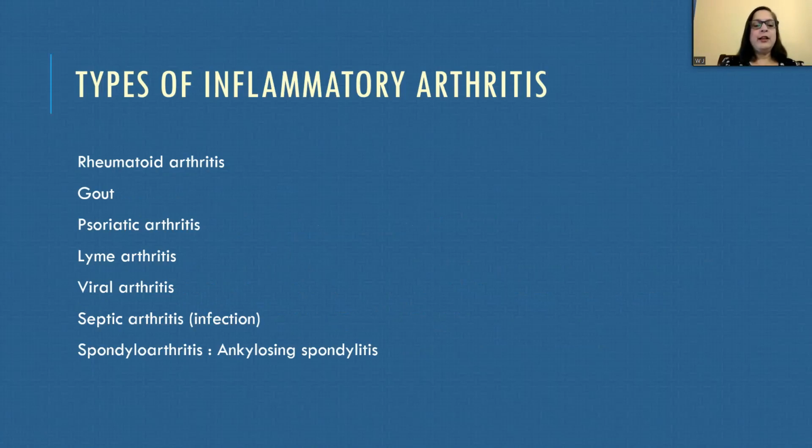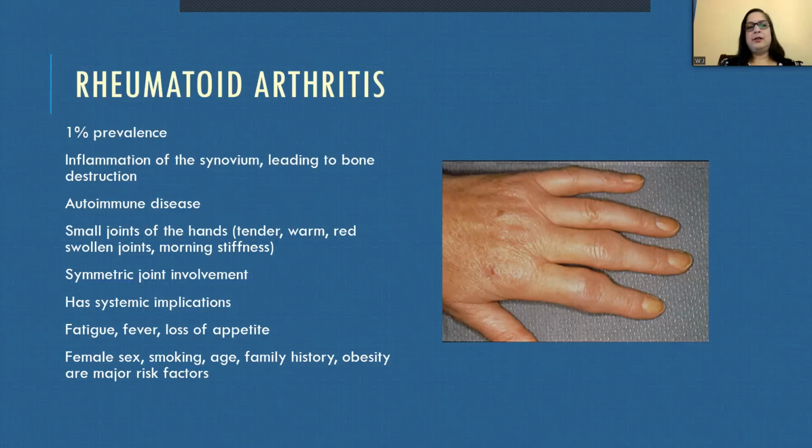There is also a viral arthritis, which is caused either by parvovirus or chikungunya virus and other viral arthritis, which are systemic infections. There is also septic arthritis, which is actually infection of the joint itself and caused by various microorganisms, Staphylococcus being the commonest, and it's usually seen in drug abusers. There is also spondyloarthritis, which is inflammation in the spine, and the commonest type is the ankylosing spondylitis.